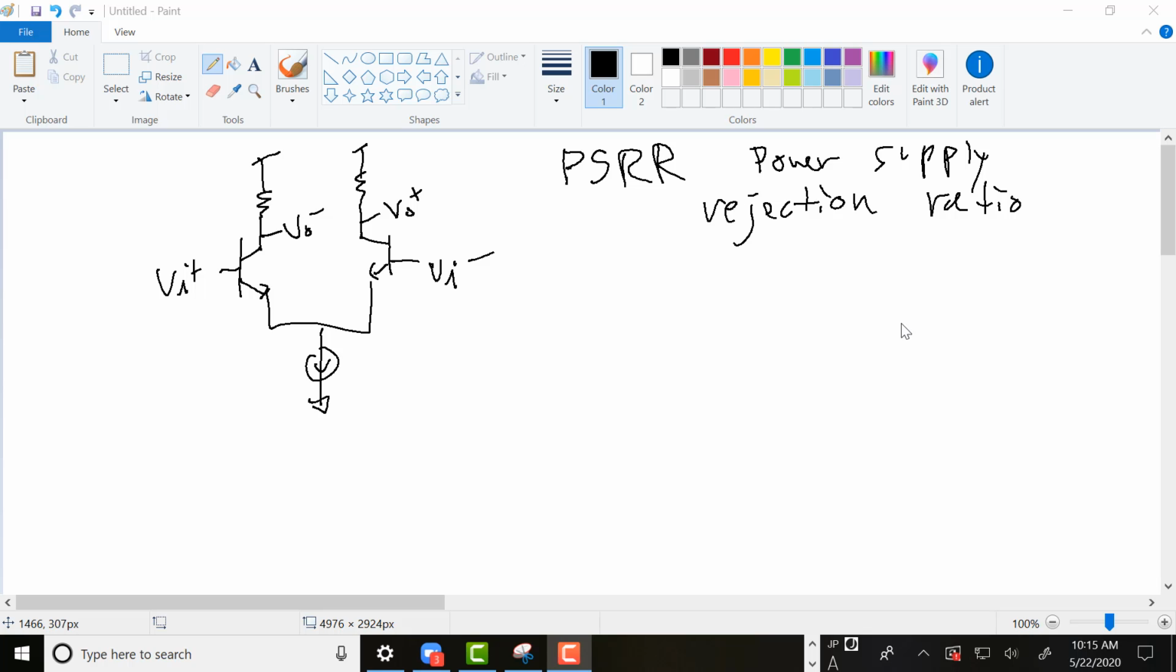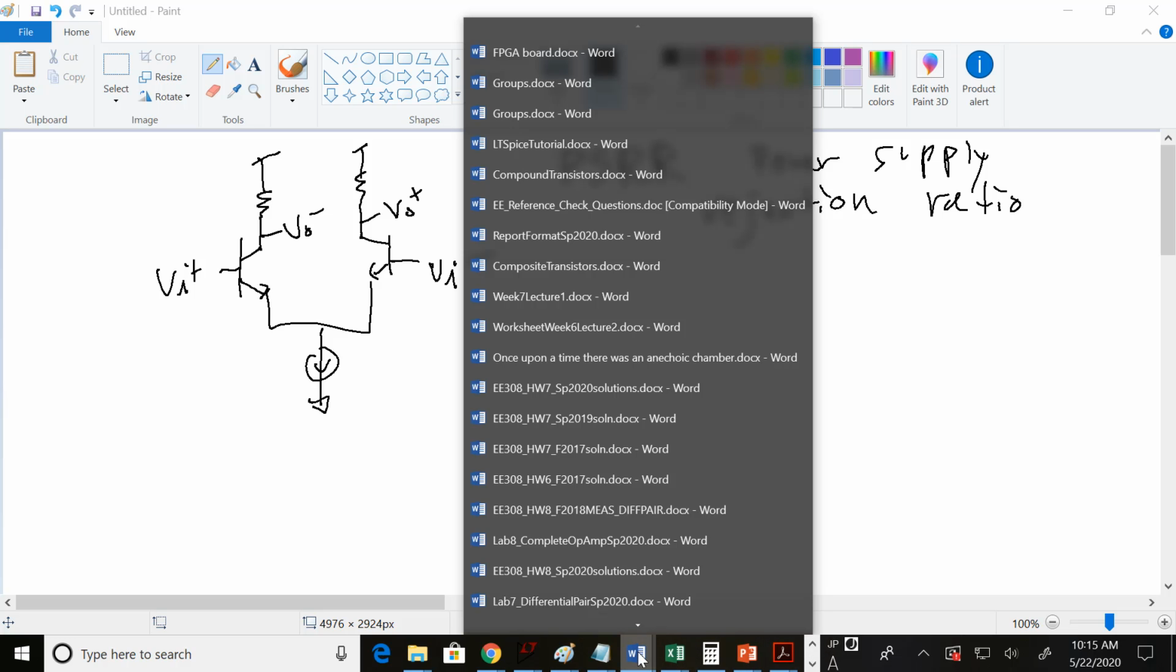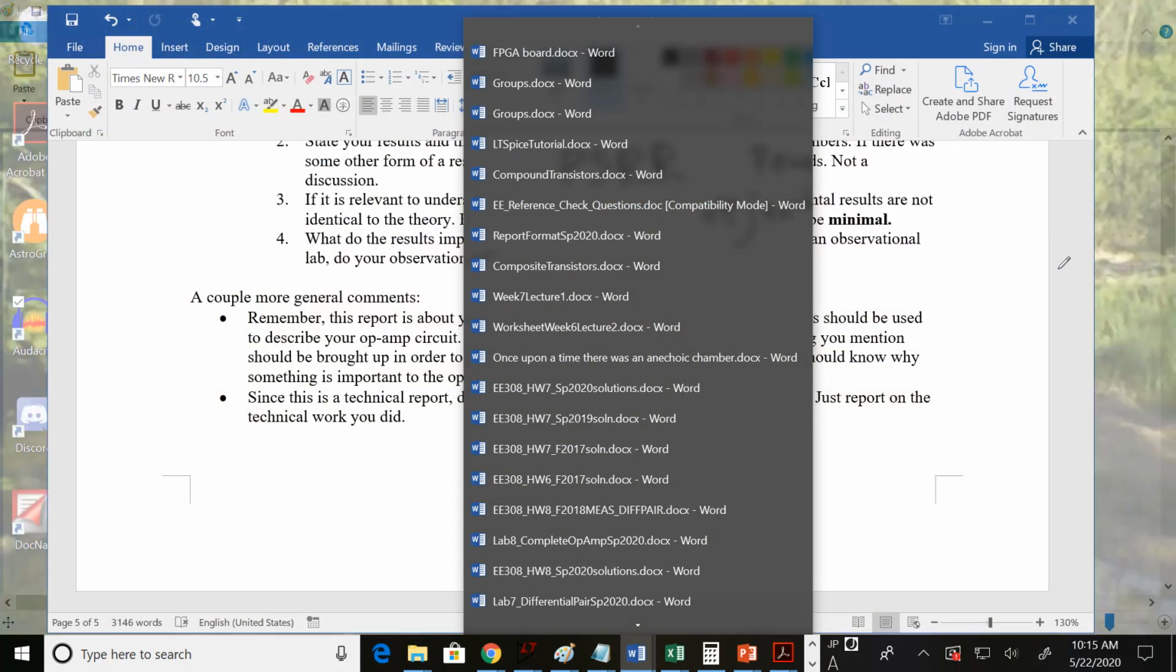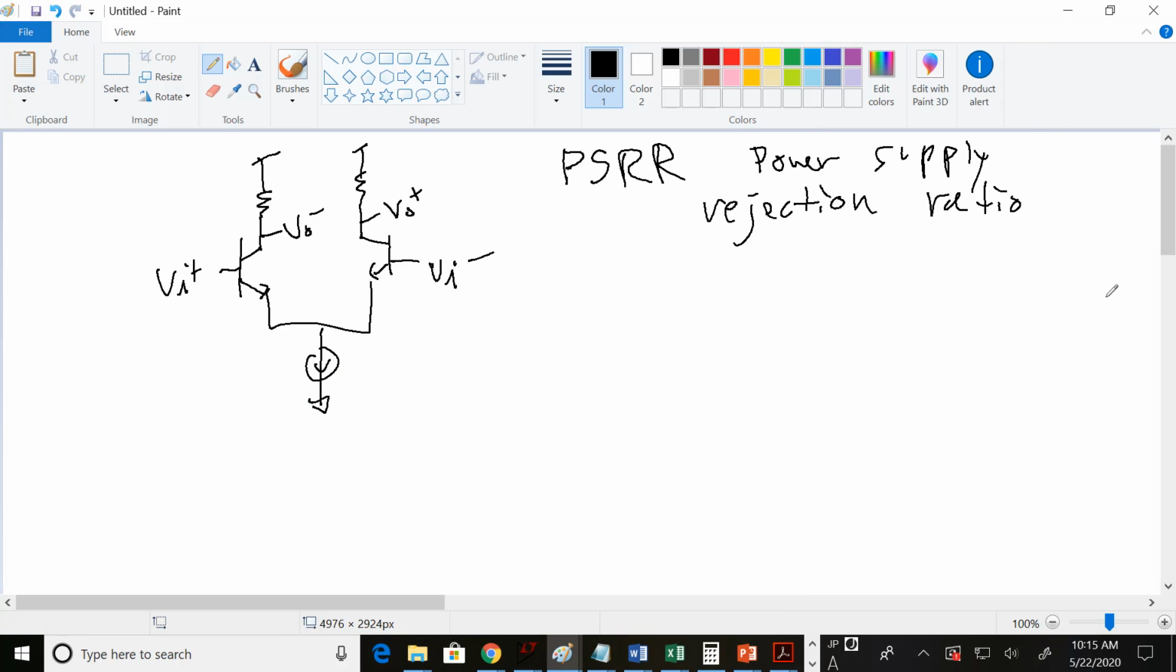This is the answer to the homework problem. Let's see, what homework problem was it? Oh, I don't see it right off the bat, so we'll just do it. It's asking for the power supply rejection ratio, and I made the mistake of not specifying whether it's passive load or active load and how it's biased. So let's do the passive load first.